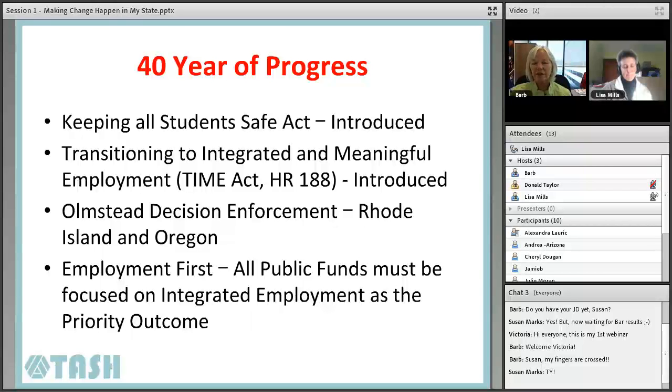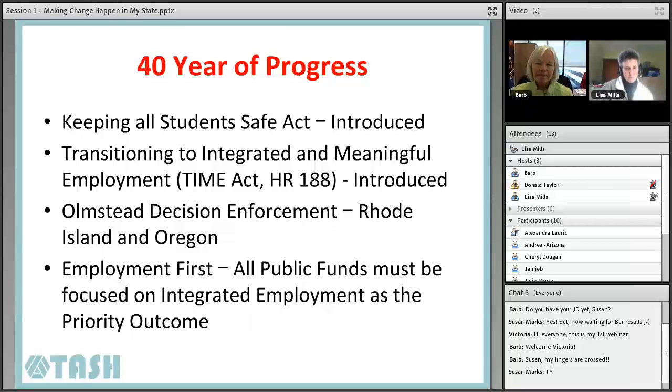There's strong opposition from some school groups to its passage, but what it stimulated is a lot of state laws passing. So the federal bill has been reintroduced again, and that in and of itself just puts pressure on states to take action. The Time Act was introduced in the last Congress and has been reintroduced in this Congress. This calls for the end of the federal sanctioning of sub-minimum wage payments to people with disabilities. And that time frame would be 3 years. So if that law passes, that would make a huge difference in services.